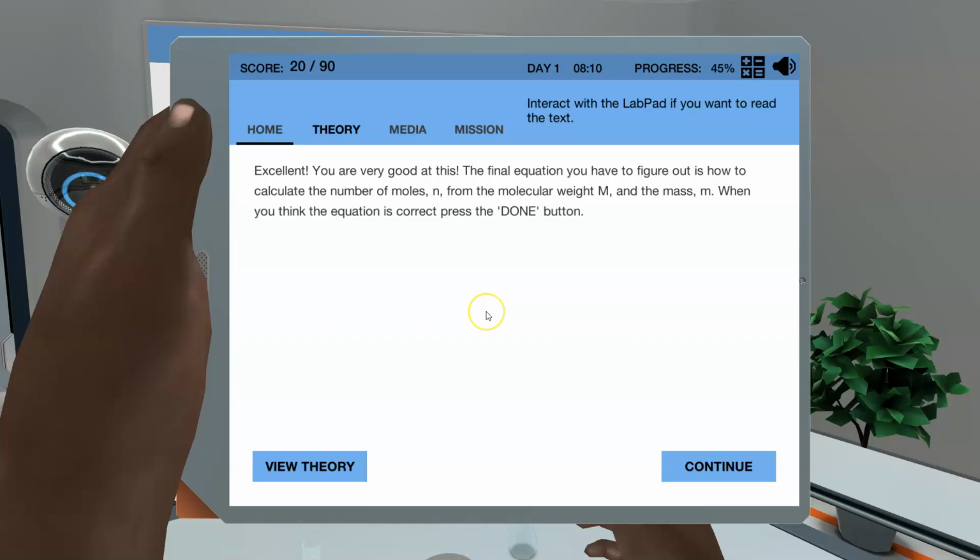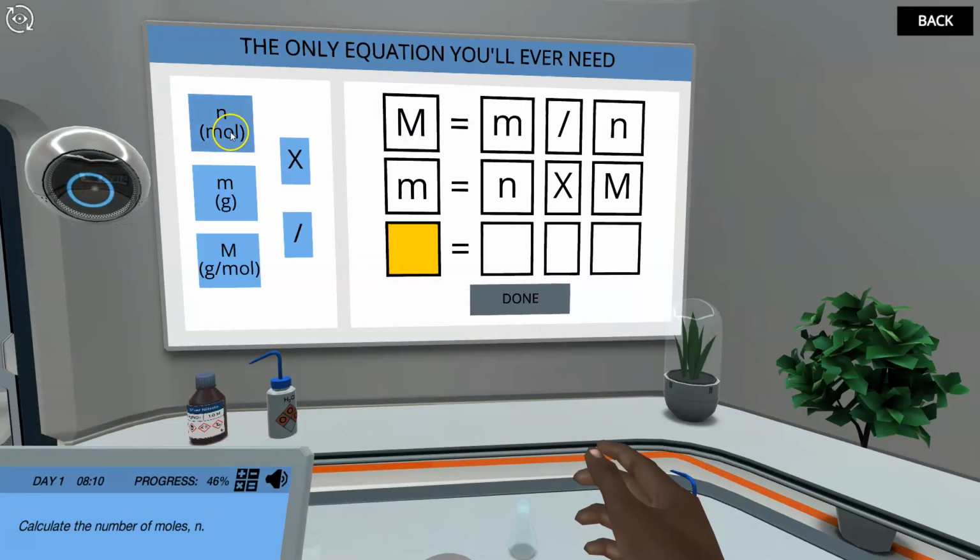The final equation you have to figure out is how to calculate the number of moles, n, from the molecular weight, capital M, and the mass, m. When you think the equation is correct, press the Done button. Calculate the number of moles, n.